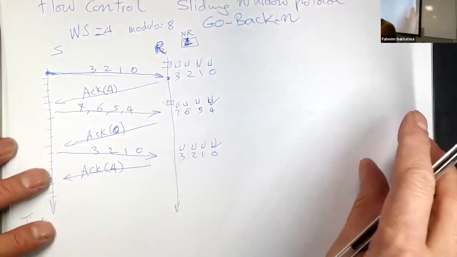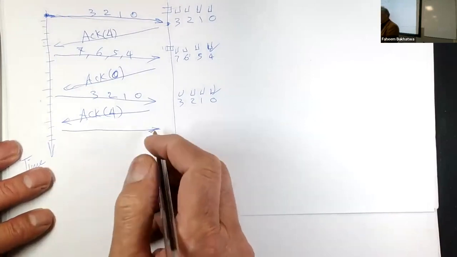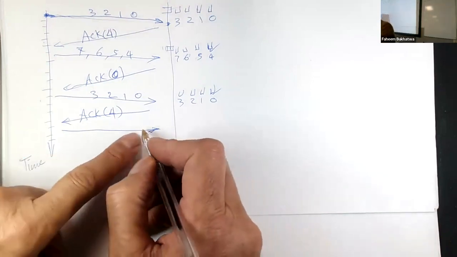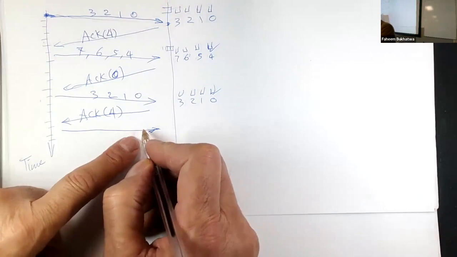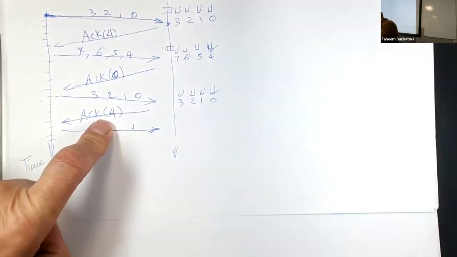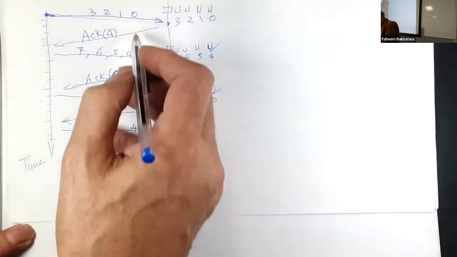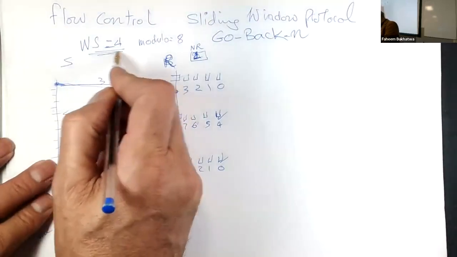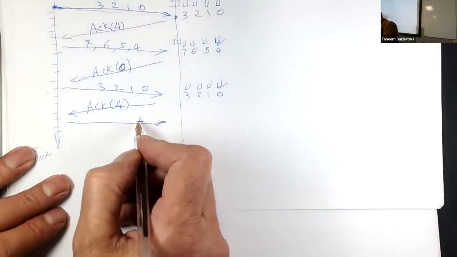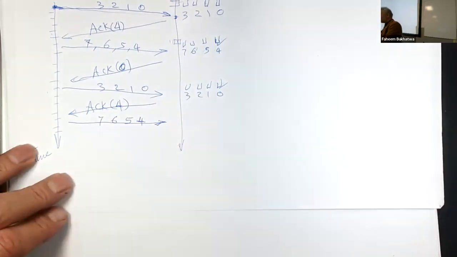Now, let's go to the next stage. You didn't tell me what frames the sender will send now. What frame numbers? If this guy is asking for 4, that means you must send number 4. How many frames do you send? You send whatever the window size says. The window size here says 4. That means you must send 4 frames and stop. So what are the frame numbers you send? 4, 5, 6, 7, and stop.